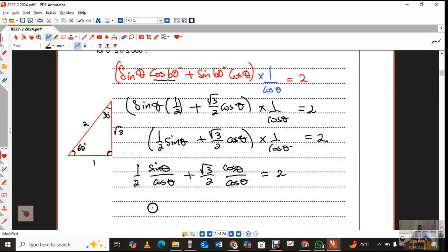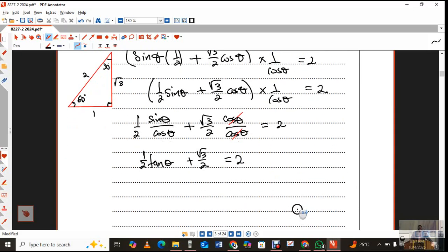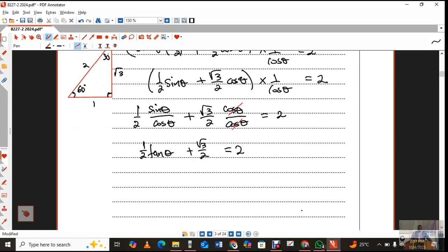Now sine over cos is nothing but tan theta plus root 3 over 2 times 1, because this is actually cancelling. It will cancel. This goes into that. Okay. And then this is all equal to 2. Now the idea is to isolate tan theta. Okay. So you will be subtracting. So I have a half tan theta is equal to 2 minus root 3 over 2.